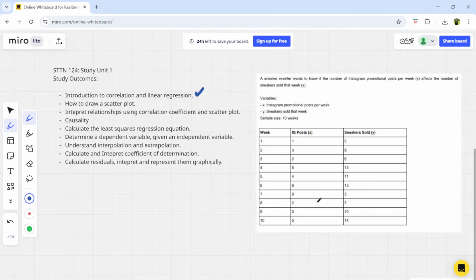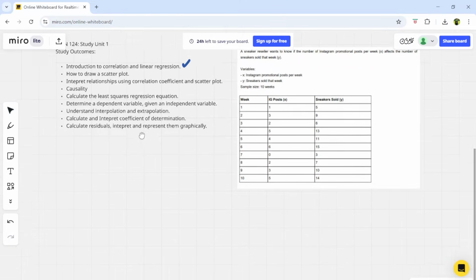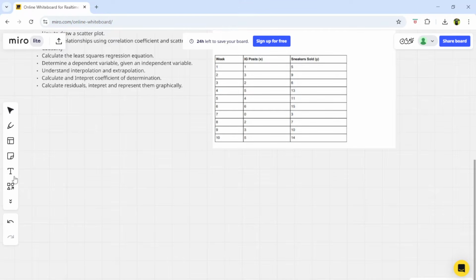So now drawing a scatter plot with this is as simple as it goes. We don't focus on the weeks. This is just to show you the sample size, which in this case is 10 weeks. So we're going to focus on only the X and the Y variables here. To do this, I'm just going to shift this up a little bit. I just need this table over here.